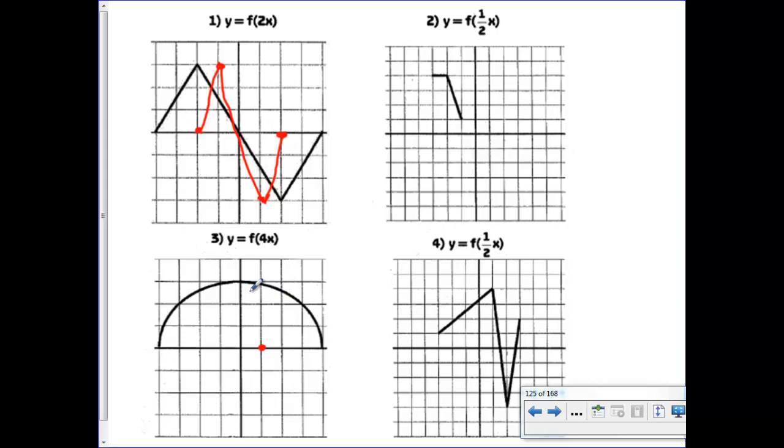Here's an x value of 2. It would come into like a half. 0 would kind of stay the same. And let's see, 4 would come into 1. It would look like this. Everything has been squished in 4 times as much.